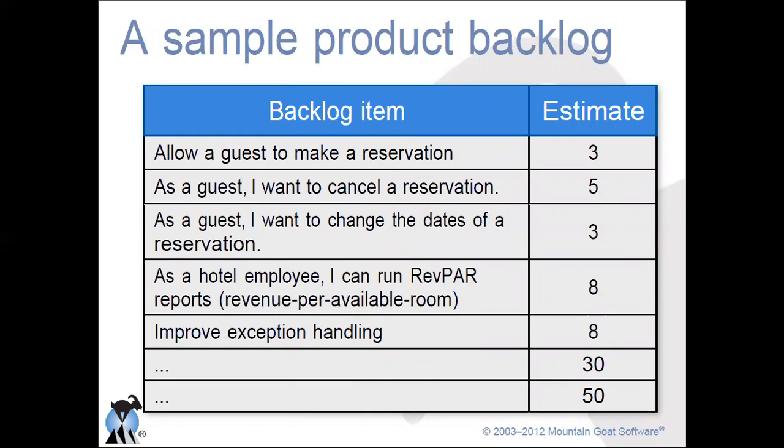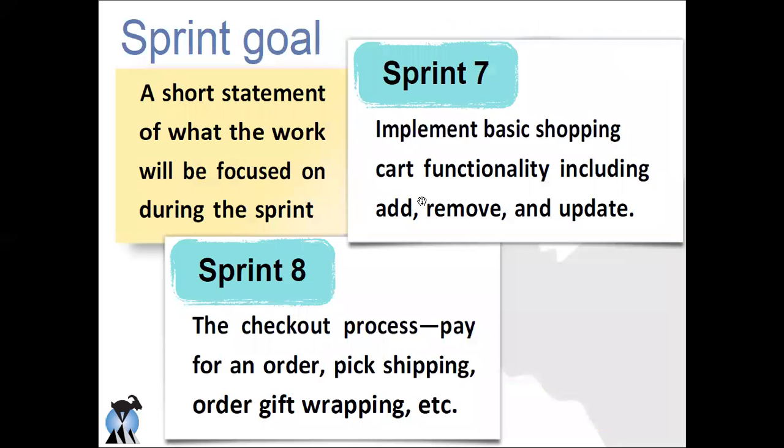So here is a sample product backlog. Like this, we will have product backlog items, and like this, we can estimate them in hours or in user story points on the basis of complexity. This is the kind of requirements we have broken down into small parts.